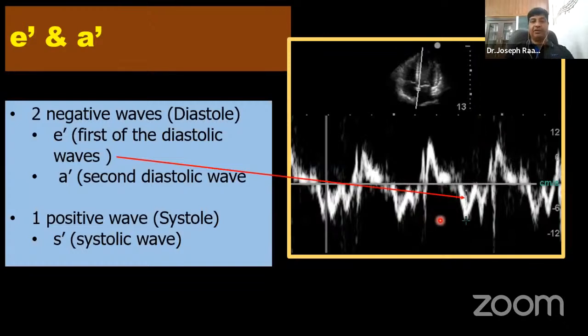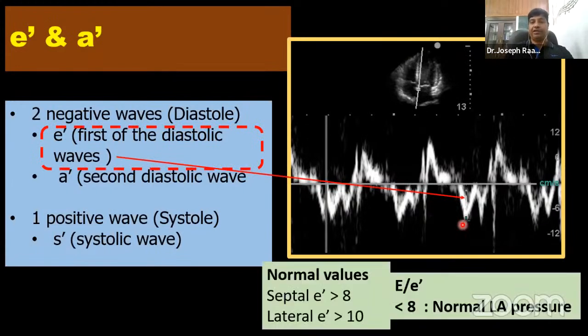And when you are using the tissue velocity, here we are using the first one. This is E dash. Again, using the caliper, you can find out what is the E dash. Then you get the E by E dash ratio. So now you have two different values.